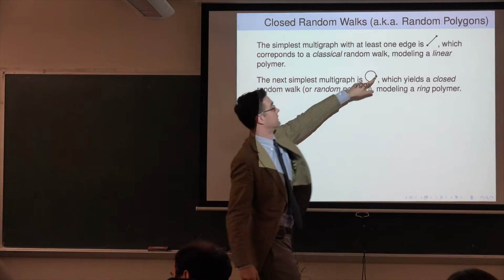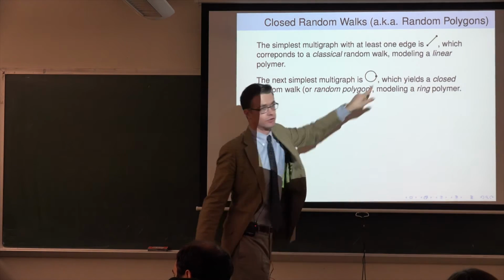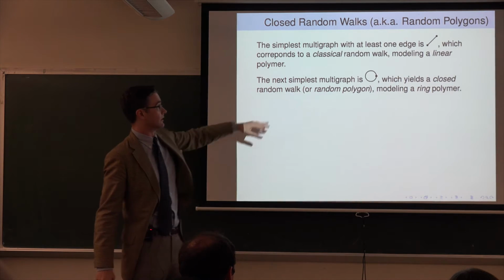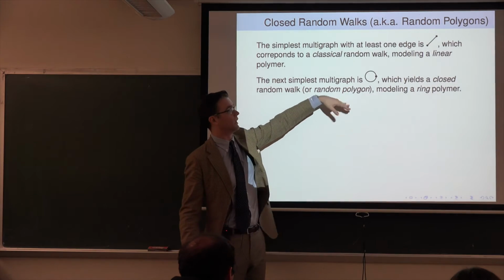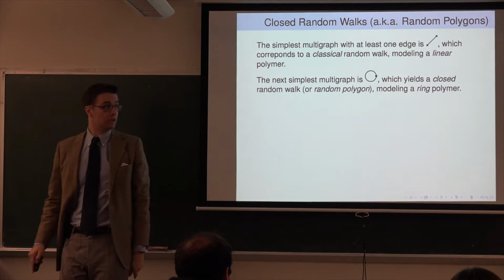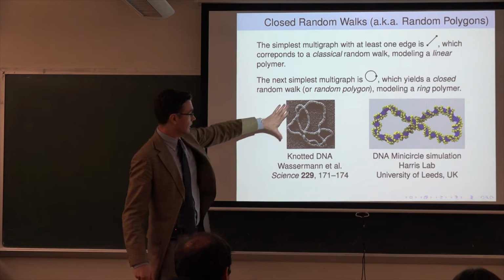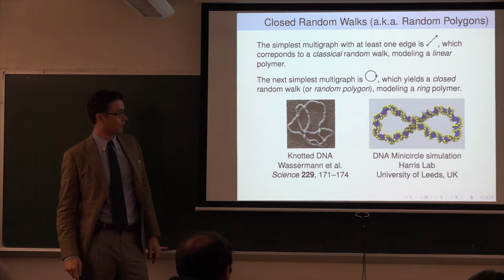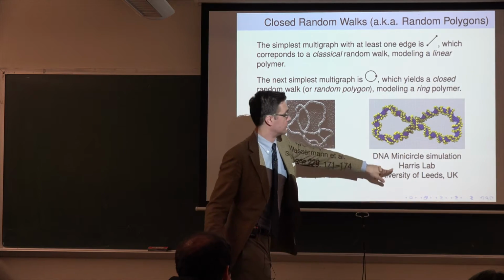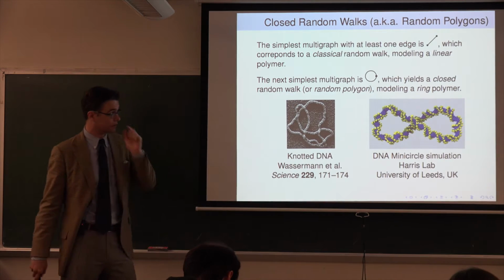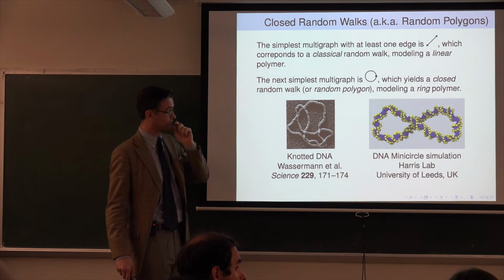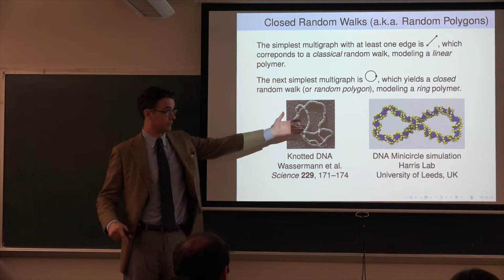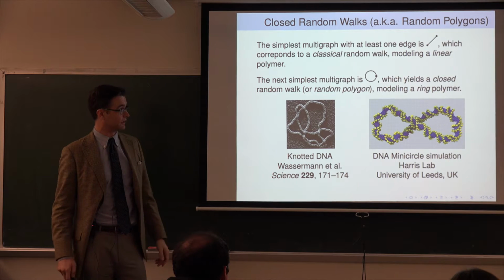So now, of course, this is a global constraint. You have to get back to your starting point, and so now you've lost all kinds of independence. We call these things closed random walks or random polygons, and they model these ring polymers. Here's, I think, the first observed example of knotted DNA. And people are really interested in using DNA minicircles for gene therapy because they're much safer than plasmids. So people are doing a lot of both actual experiments and numerical experiments with DNA minicircles. And this is from one of those simulations.